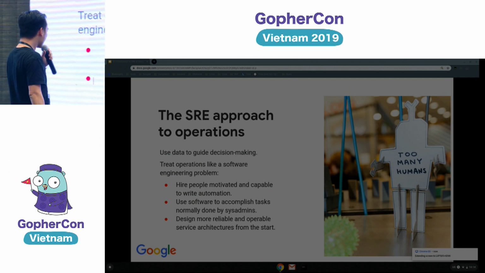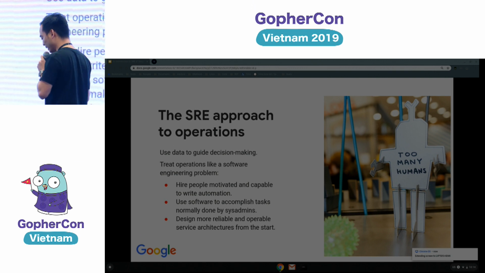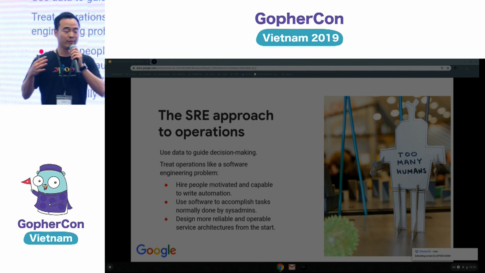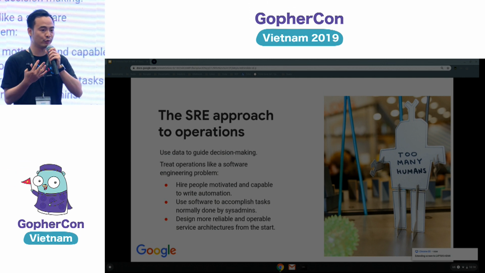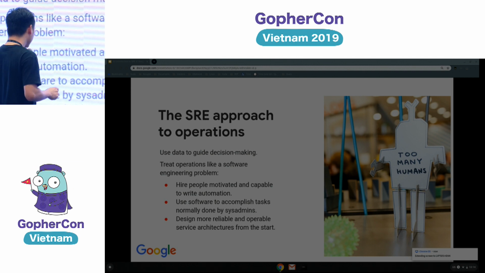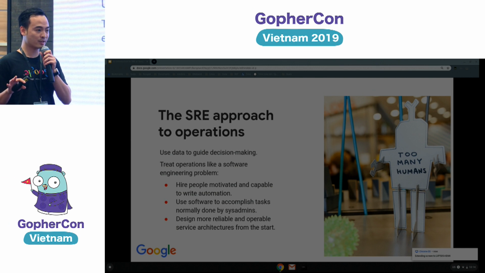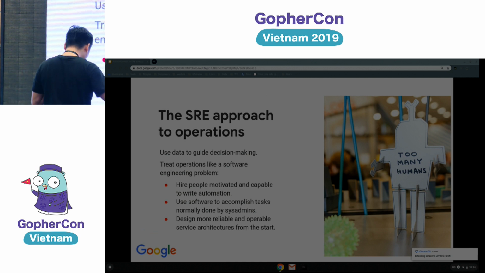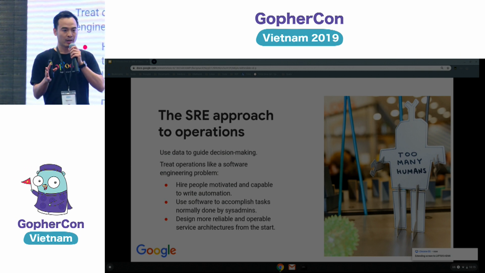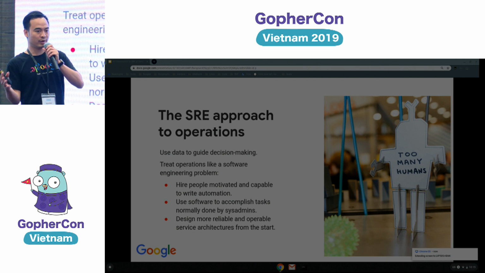So let's come back. How do we treat operation as a software engineering problem? We use people with a very high motivation to use software to solve the problem. The second thing is that we use software, we use automation, to perform all the daily tasks. And lastly, we are involved in the design of a software, of an application, of a service from the beginning. So we don't want someone to write everything, finish it, and then throw it to SRE. We get involved from the beginning.